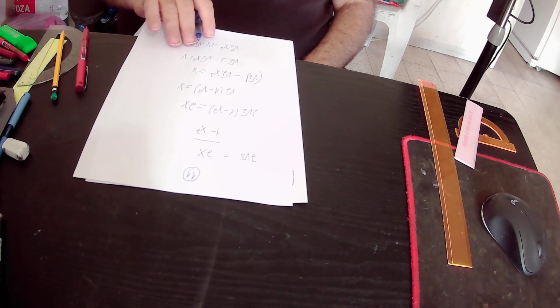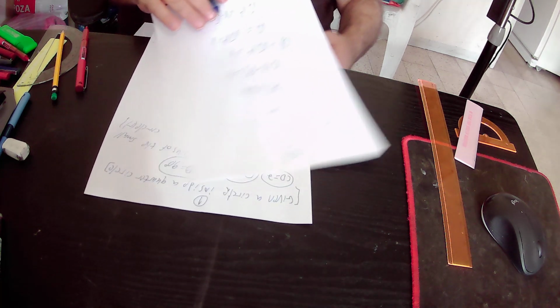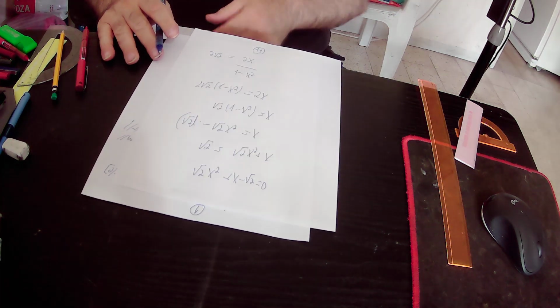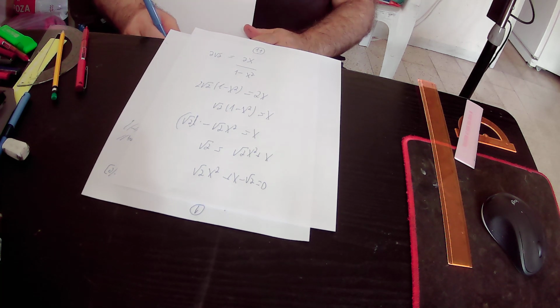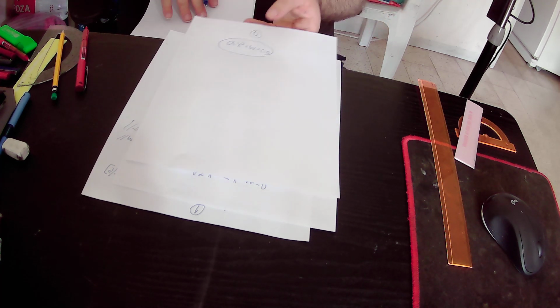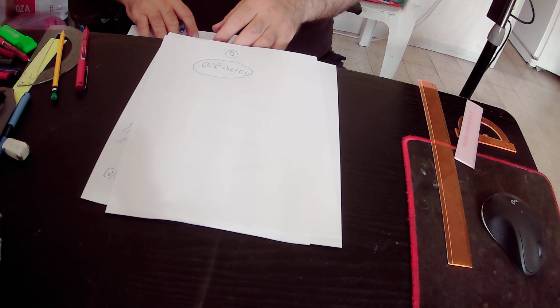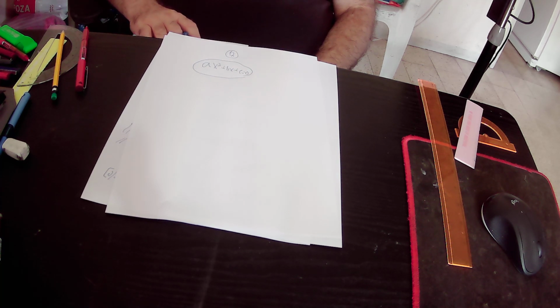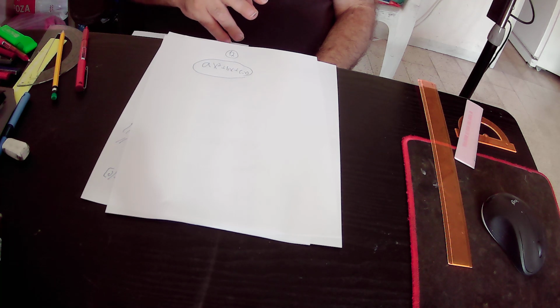So we got a quadratic equation. We know that the general formula for a quadratic equation is ax squared plus bx plus c equals 0, where a, b, and c are the coefficients of this quadratic equation, and x is the variable that we want to find out.